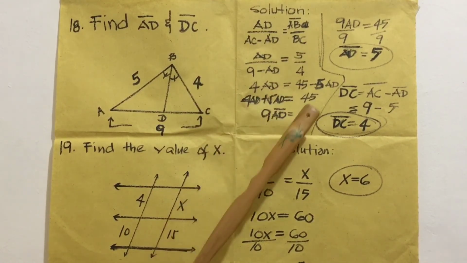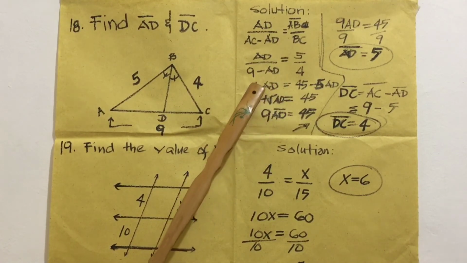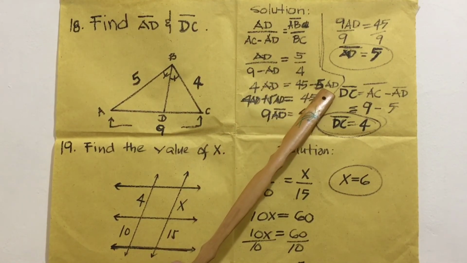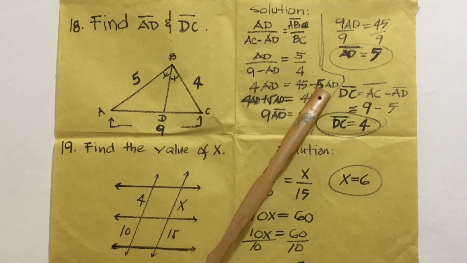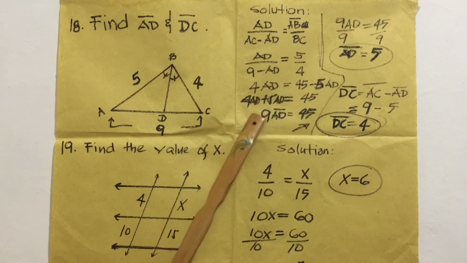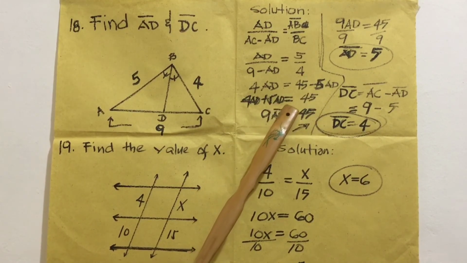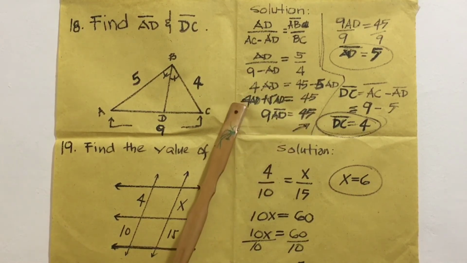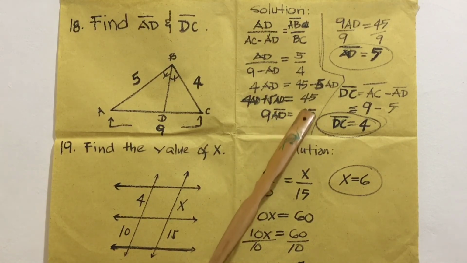The next step is cross multiply. 4 times AD equals 4AD. Then 9 times 5 is 45. Then 5 times AD is negative 5AD. Then transpose to the other side the negative 5AD to the left side of the equation. We have now copy 4AD, then negative becomes now positive 5AD equals 45, copy this 45. Then combine 4 plus 5 equals 9, segment AD equals 45.